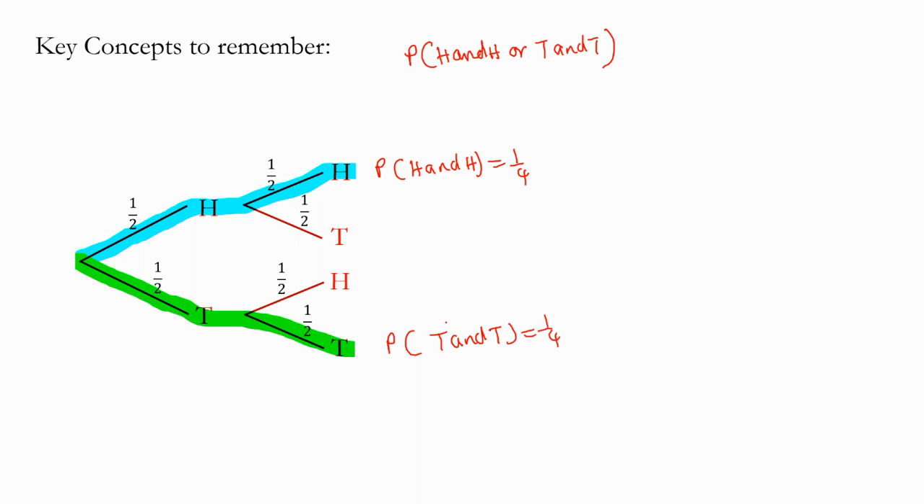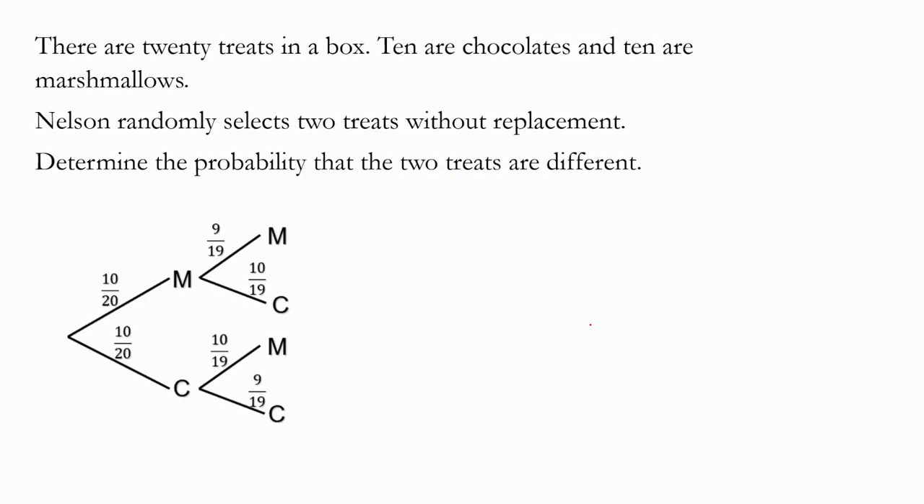If you have different probabilities like this, you add them. If you get probabilities from different branches, you add them. So the probability of getting heads and heads, or tails and tails, is going to be 1 over 4 plus 1 over 4, which equals half, because 1 over 4 plus 1 over 4 is 2 over 4. Right. So now we've discussed, let's go back to our question.